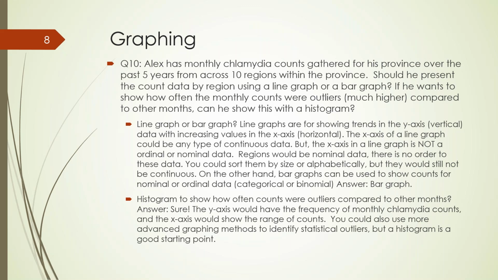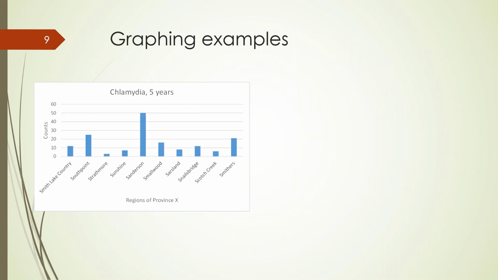And then the second part of the question: if you wanted to be looking for outliers, does a histogram work? Yeah, exactly. Histograms will show you how often counts were outliers compared to other months. So on the y-axis, you would have the frequency. And this is one thing that confuses students a bit about the histogram. The histogram on the y-axis always, always, always has the frequency of the counts that you've got across the x-axis. And I'll show you an example.